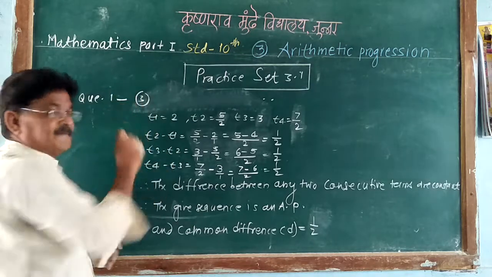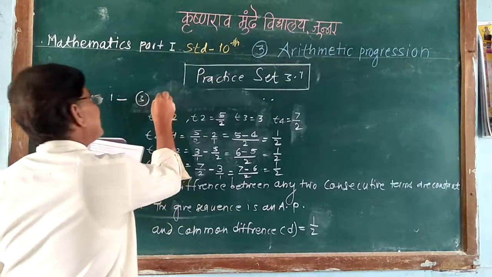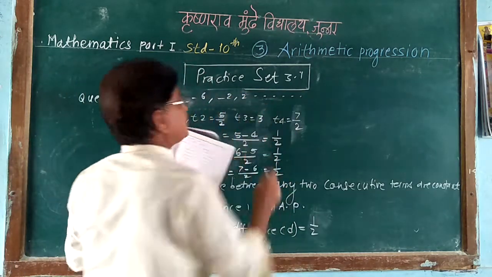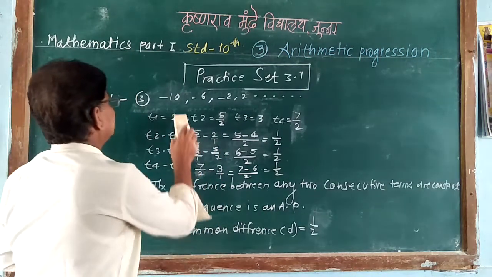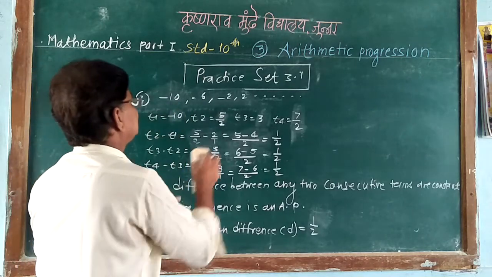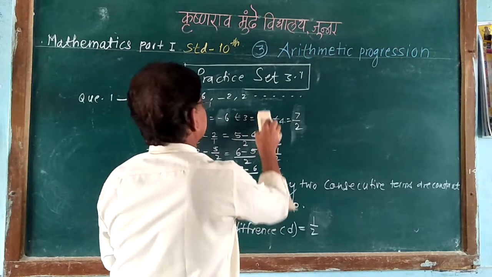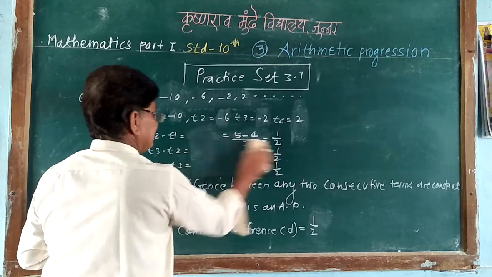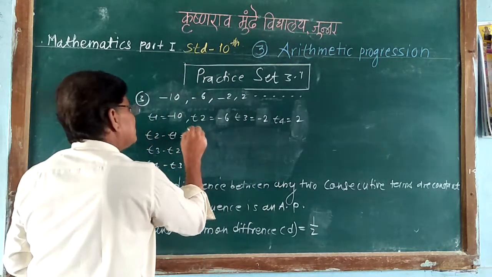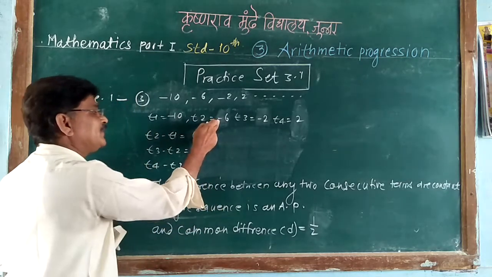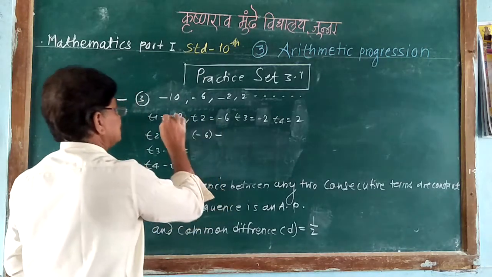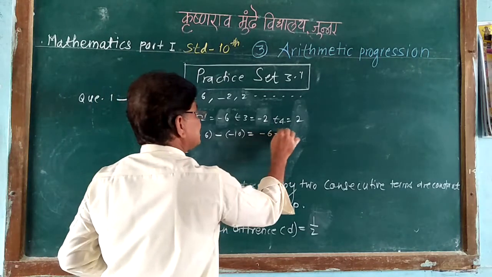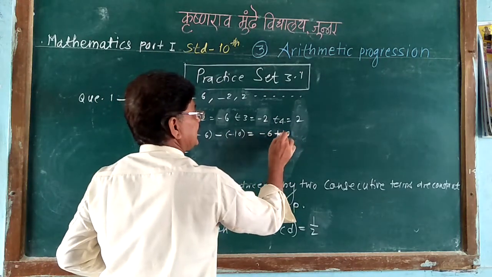Third example: minus 10, minus 6, minus 2, 2. First, t1 is equal to minus 10, t2 is equal to minus 6, t3 is equal to minus 2 and t4 is equal to 2. Then write first in bracket the value of t2, minus 6, minus the value of t1, minus 10. Therefore minus 6 minus minus 10, that is plus 10 minus 6.